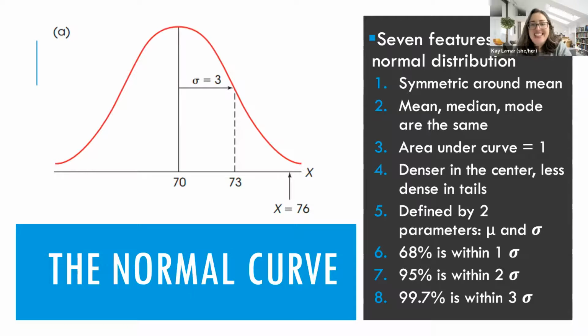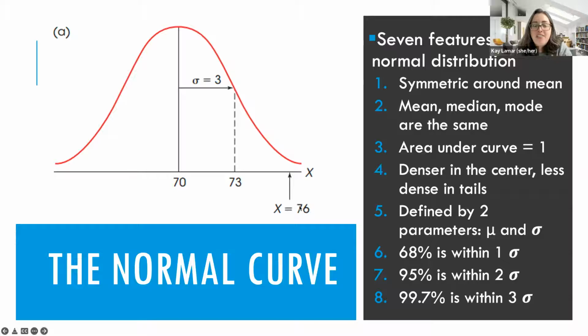Well, we do the exact same thing. We take the mean of 70, and now we subtract a standard deviation of 3 to get the score that falls below the mean. 70 minus 3 is 67. So 67 is 1 standard deviation below the mean. 73 is 1 standard deviation above the mean.